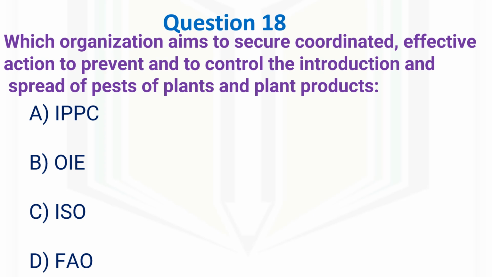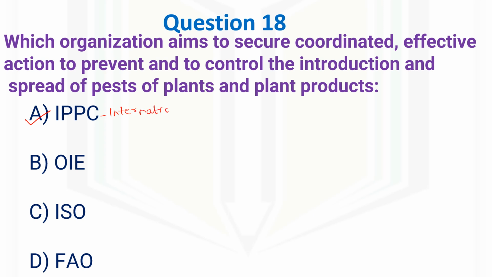Question number 18. Which organization aims to secure coordinated effective action to prevent and control the introduction and spread of the pest of plants and plant products? So here the options are IPPC, OIE, ISO and FAO. Correct option is option number A, IPPC. So this stands for International Plant Protection Convention.